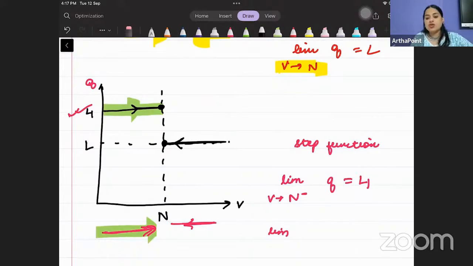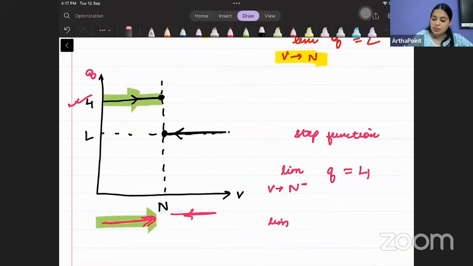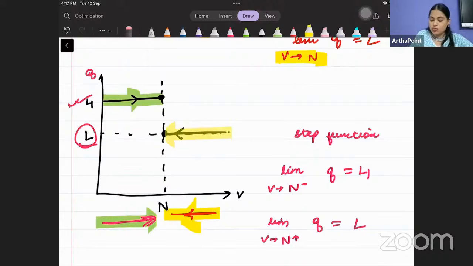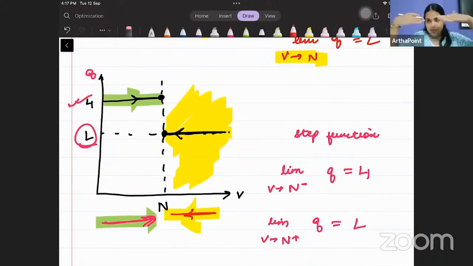Okay, beta. So just see here. When V is approaching N from the right hand side, मतलब यहाँ से हम N की तरफ गए. So beta, then what is happening? In that case, Q has a value of L. ये देखो, Q is going towards L. So in this region, when V, दोनों ही side से V is going to N.